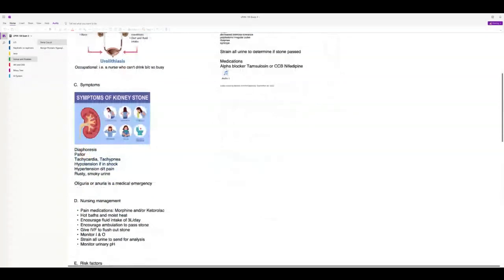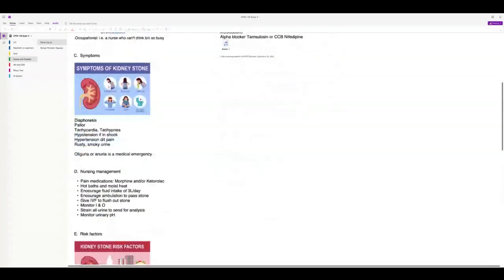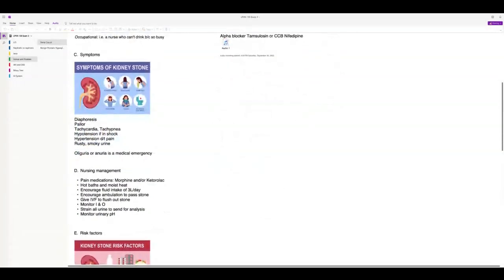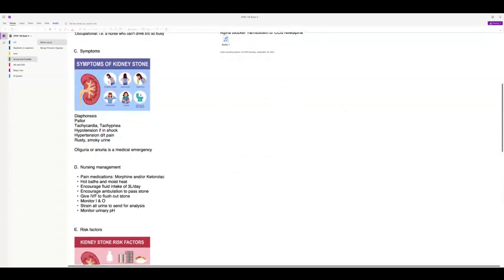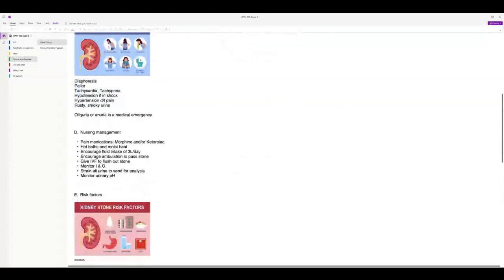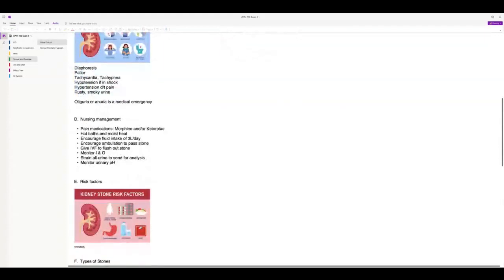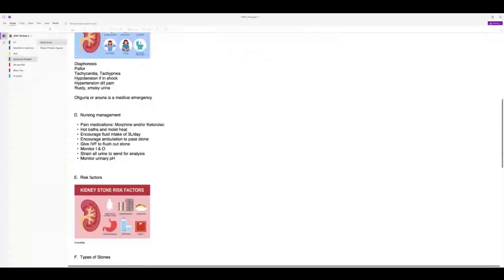With kidney stones, these are really painful. So the patient's going to be tachycardic, they'll have hypotension, maybe hypertension, rusty, smoky urine. Okay, so the nursing management, you need to strain the urine if they don't know what is causing the renal calculi, like which kind of stone, so they can determine what kind of stone it is. They can get morphine, ketorolac.